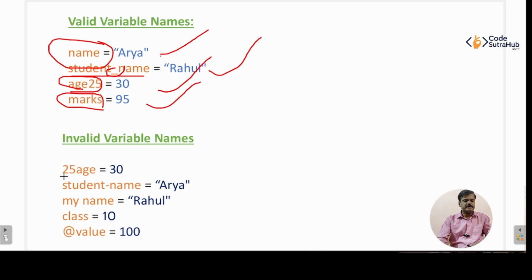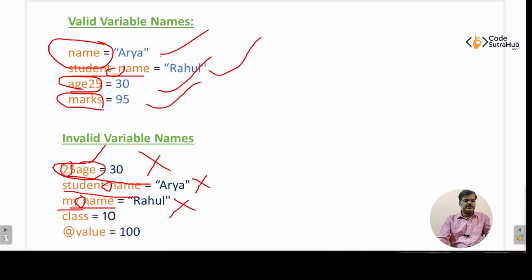Invalid variable names. In the first example, 25years is a variable name. This variable name starts with a digit. That's why this is an invalid variable name. Next, the second one is student hyphen name. Here we have used a special character, hyphen. This is not allowed in a variable name. So this is also an invalid variable name. Next, the third one is my name. In between my and name we have given a space. That's why this is also an invalid variable name.